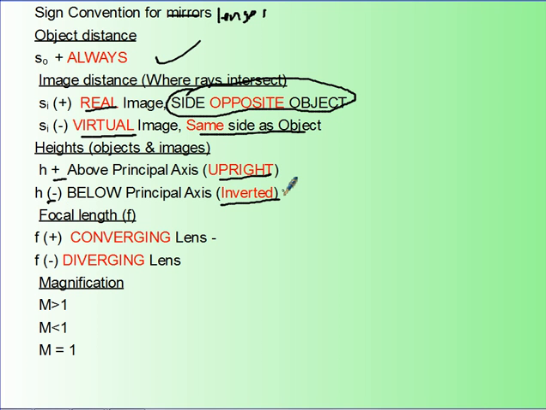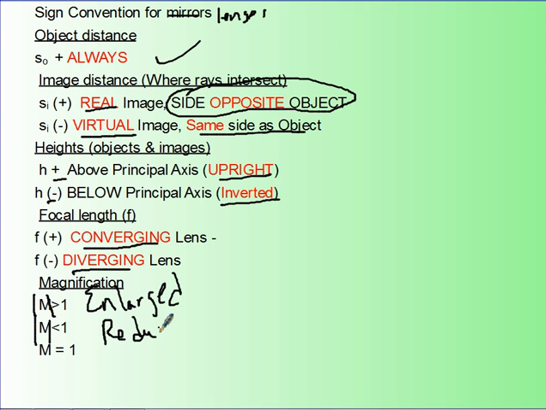You need to know these terms. Now, a positive focus means you have a converging lens, a negative focus means you have a diverging lens. And the magnifications mean the same thing. If the absolute value of magnification is greater than 1, then you have an enlarged image, whereas if the absolute value of magnification is less than 1, you have a reduced image. And of course, if magnification equals 1, then it's the same size.